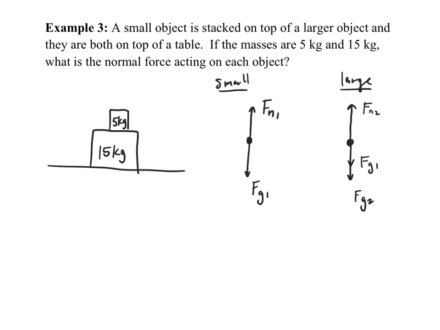We're not doing any math. Which is bigger, Jack? FN2. Why? Because it's holding more weight. It's holding both, more weight. So the FN2 vector could be drawn bigger than FN1 if you want to be precise with your vector length, okay? But we know already that FN2 is going to support both.